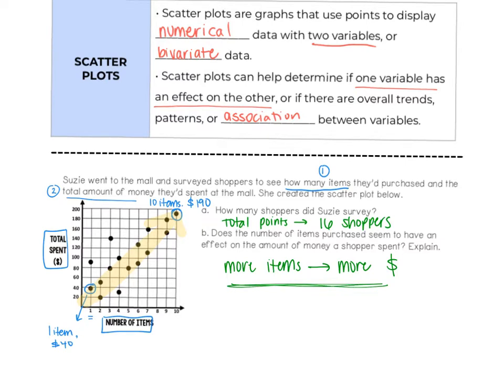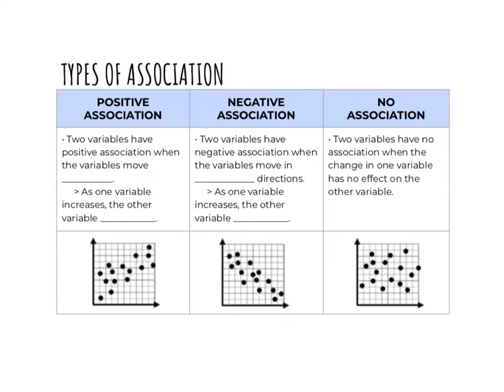So what this video is going to do is attempt to describe this type of association that you can see in different scatter plots. So there's three main types of association that data can have. And the first would be positive association. So positive association is when two variables move together.